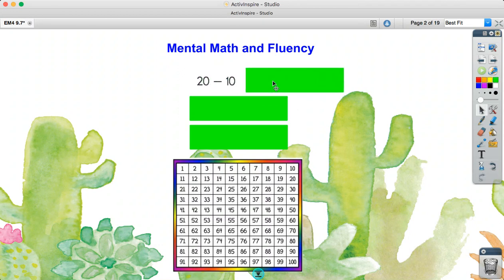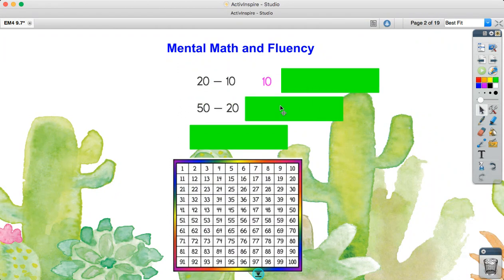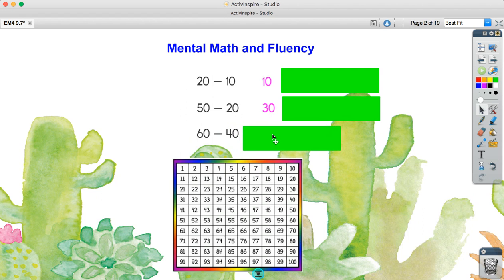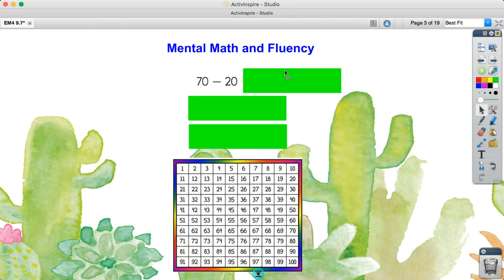20 minus 10 equals, the answer is 10. 50 minus 20 equals, the answer is 30. 60 minus 40 equals, the answer is 20. 70 minus 20 equals, the answer is 50.